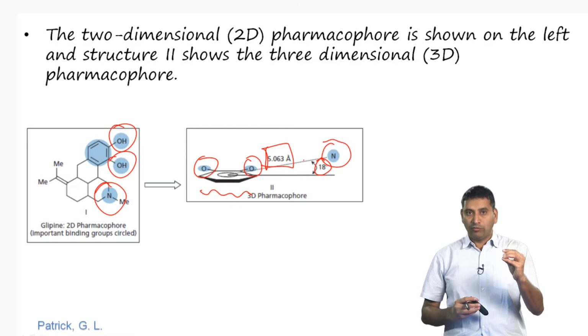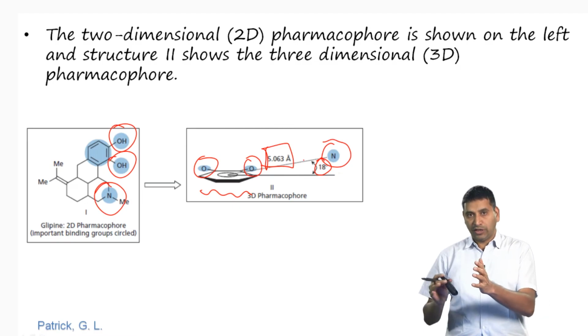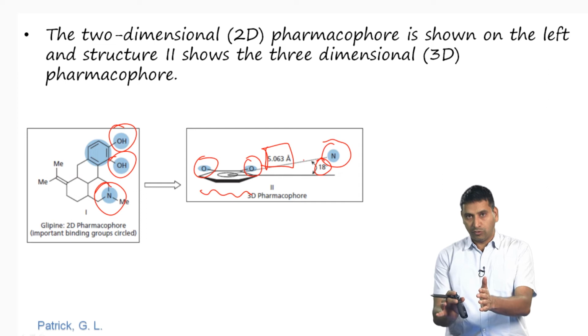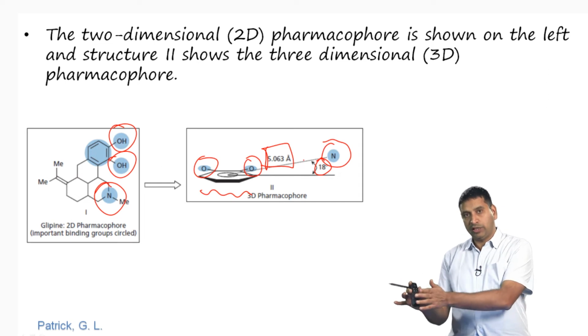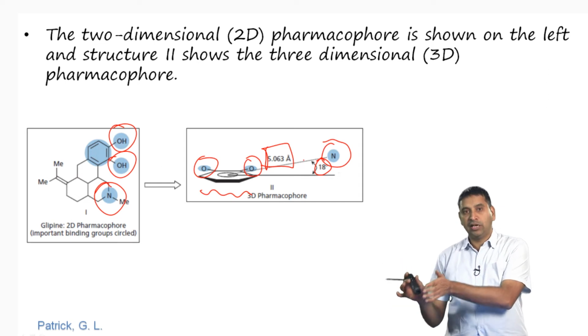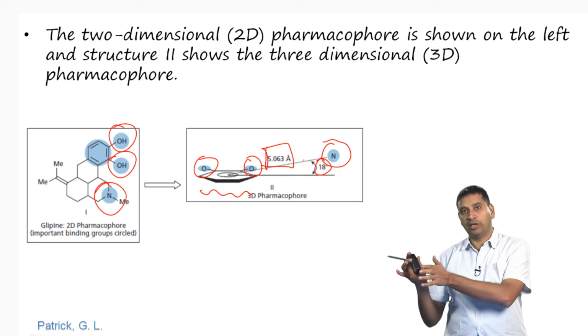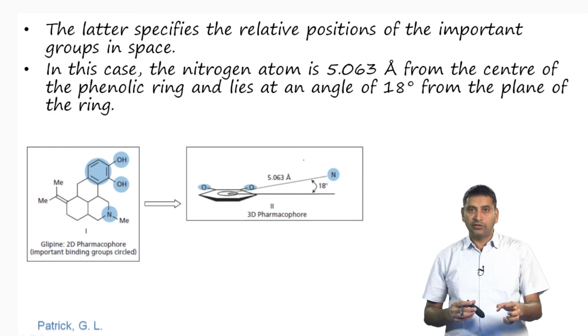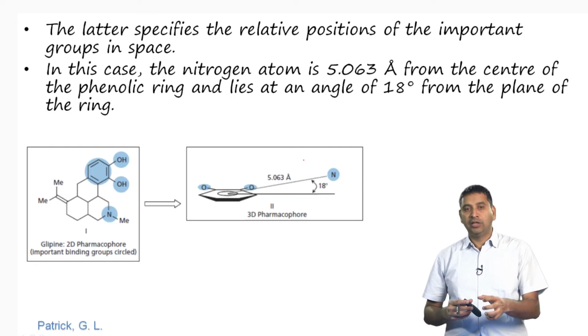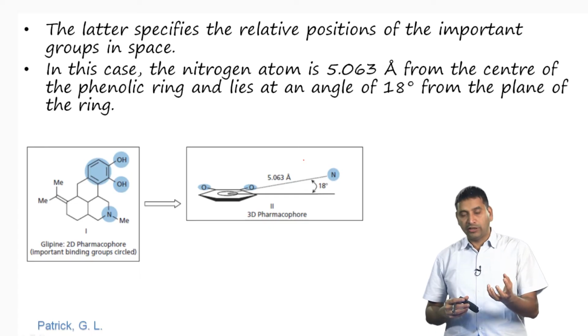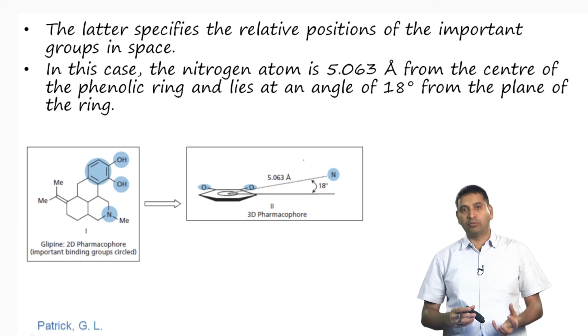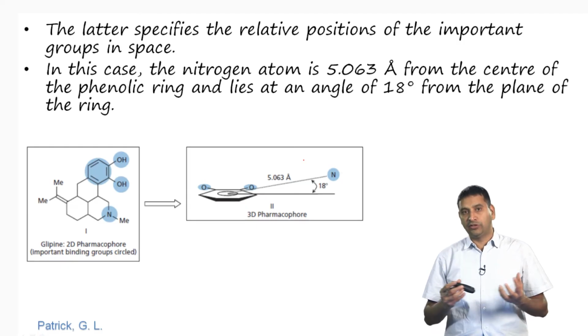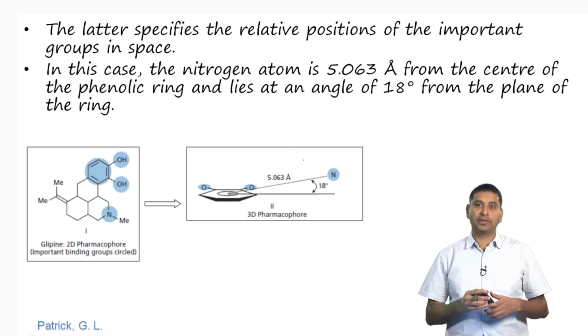So, what we are doing in this process is identifying the most important functional groups, and then we are trying to locate them in 3-dimensional space, and from this process we are going to try to identify the 3-dimensional pharmacophore. So, the distance of 5.063 angstrom is something that is very important in identifying the pharmacophore, because once we know the target, then we would try to position this molecule in such a way that this distance may have a role to play. Okay.